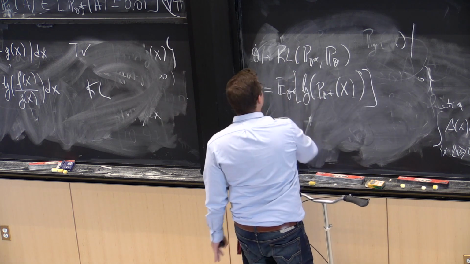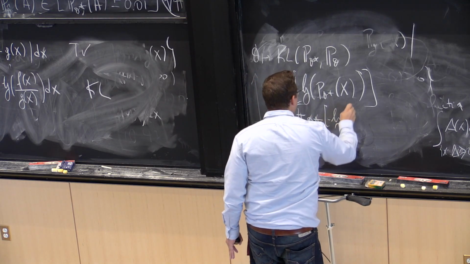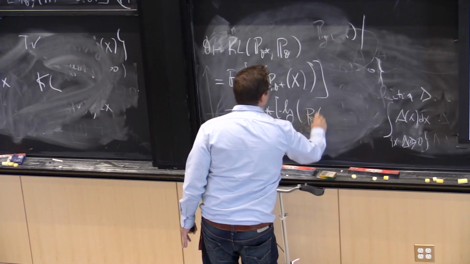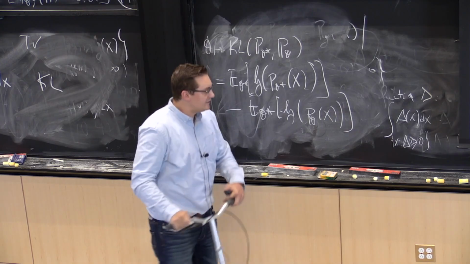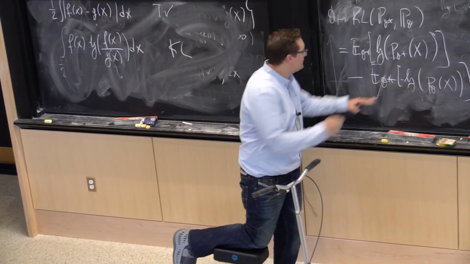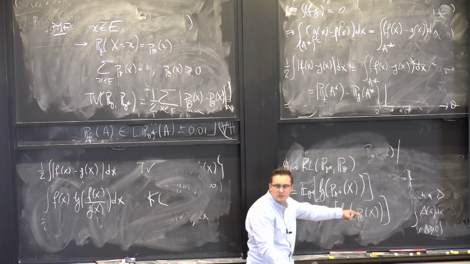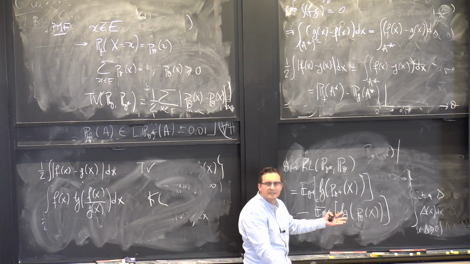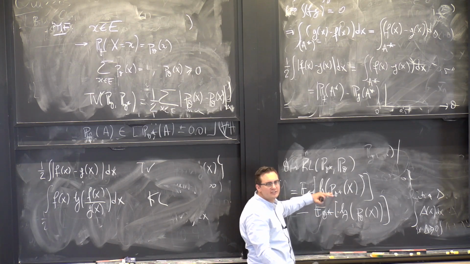And then I have minus the expectation with respect to theta star of log of p theta of x. Now, as I said, this second expectation is a function of theta. When theta changes, this thing is going to change, and that's a good thing. We want something that reflects how close theta and theta star are. But this other term is not going to change. This is a fixed value.